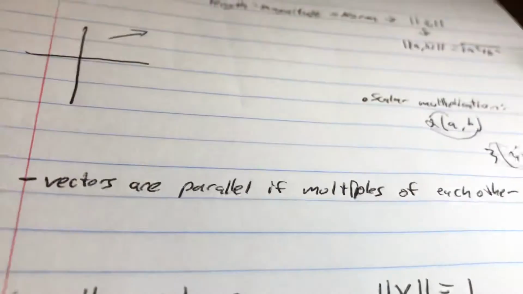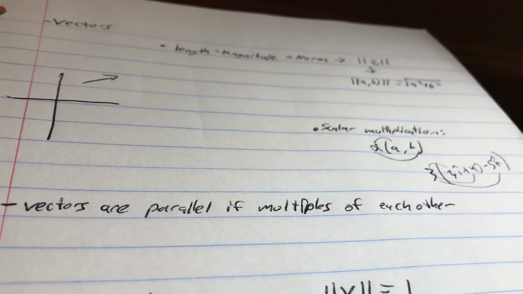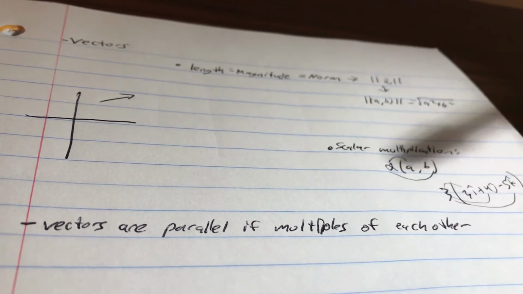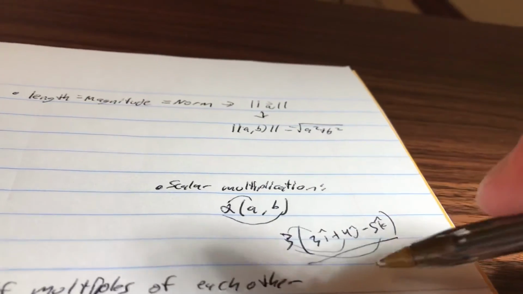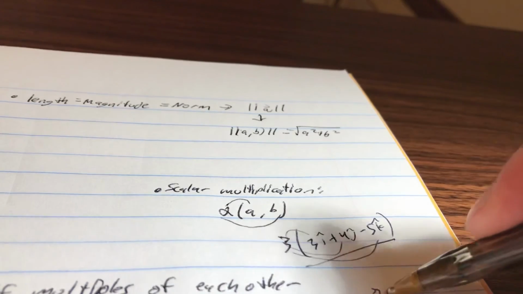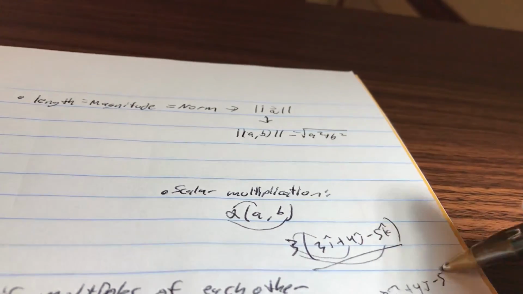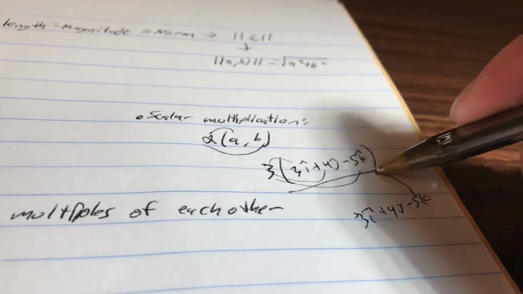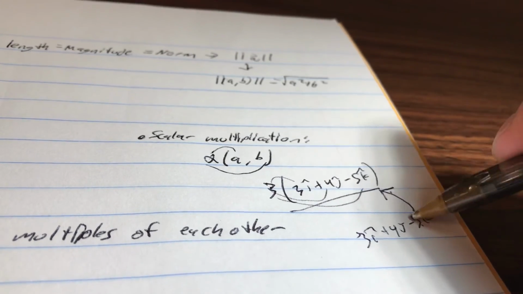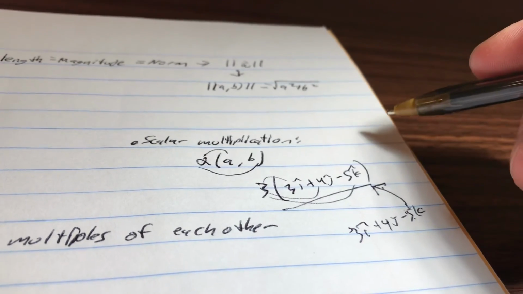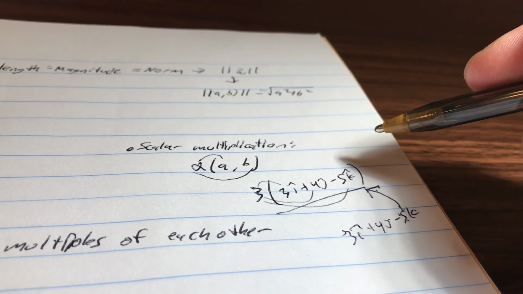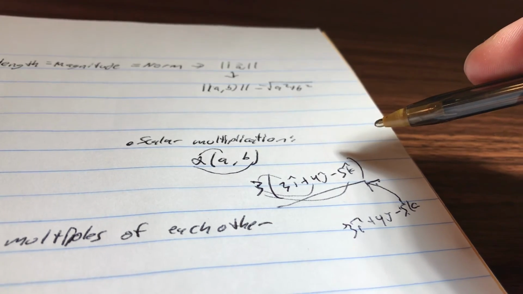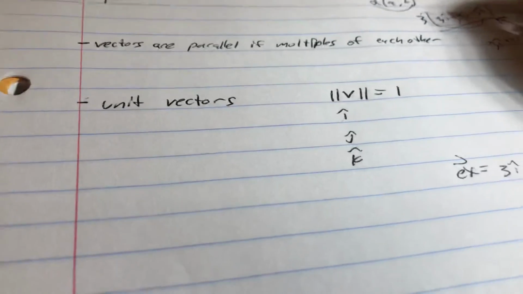Vectors are parallel. I thought this was an interesting point, and it was brought up in the homework. Vectors are parallel if they are multiples of each other. So for example, if we had just 3i plus 4j minus 5k and compared it to this one, these two would be parallel because they're going in the same direction. The magnitudes are the only thing that are different, but they're in exactly the same direction. Good to know.